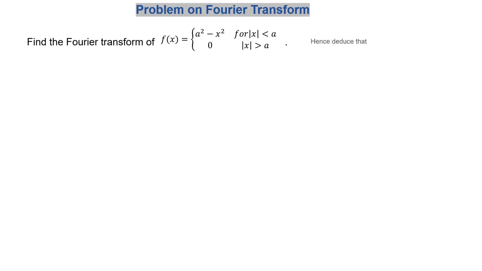In this video, we will discuss problems on Fourier transform. We are going to consider the problem. Find the Fourier transform of f(x) = a² − x² for |x| < a, and 0 for |x| > a.